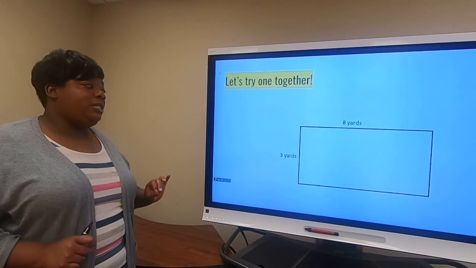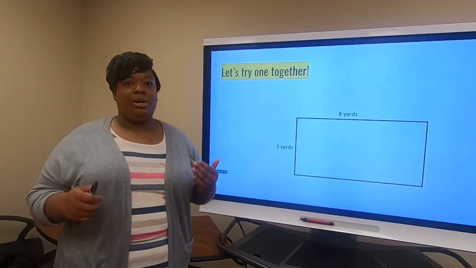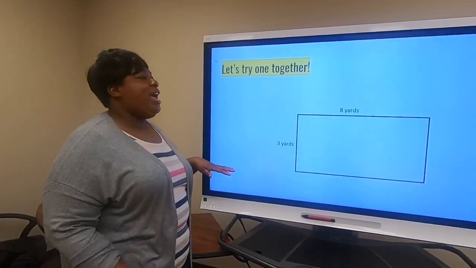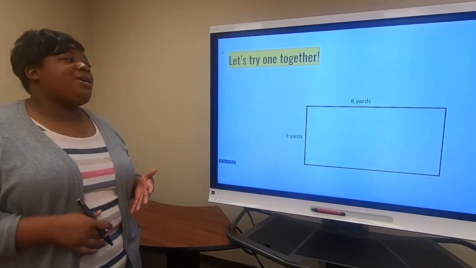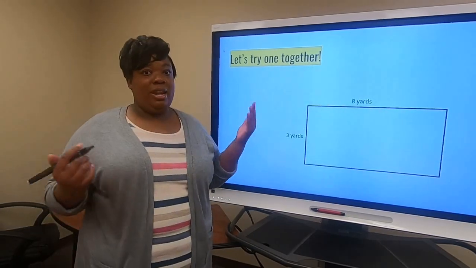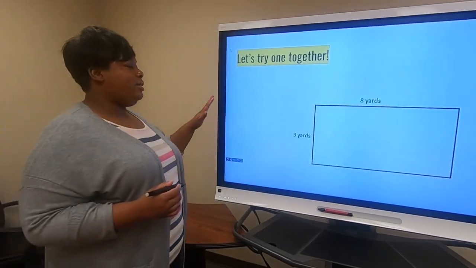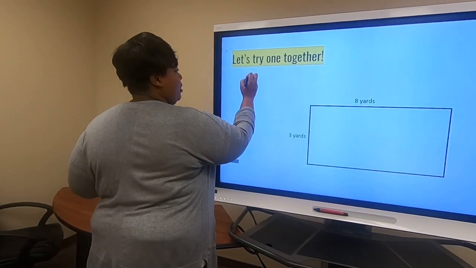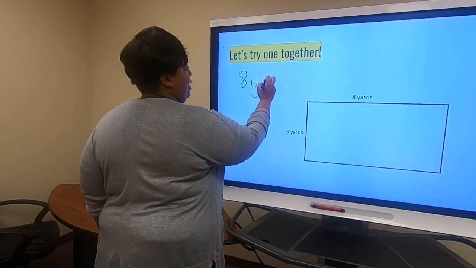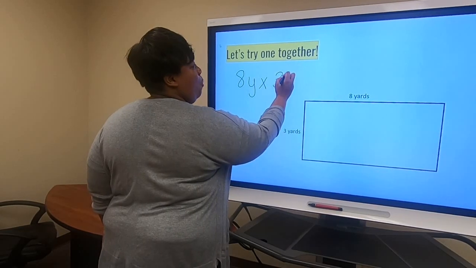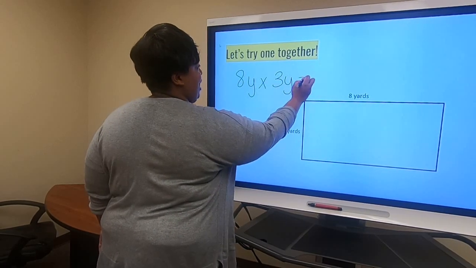Now remember, when you multiply, you do want to include your units. You don't have to actually use the entire word yards, you can abbreviate. So we abbreviate yards with the letter Y. So let's try that here. So I'm going to say 8Y for yards times 3Y yards equals.